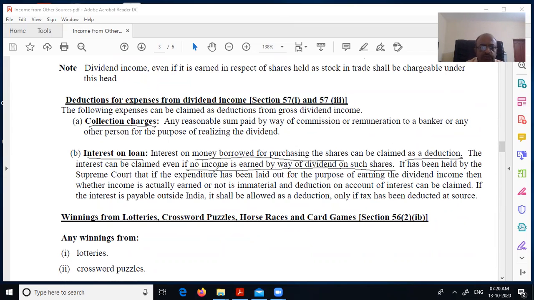It has been held by the Supreme Court that if expenditure has been laid out for the purpose of earning the dividend income, then whether income is actually earned or not is not material, and deduction on account of interest can be claimed. Of course, there is Section 14A that we have to keep in mind, but at the moment, don't worry about it. If the interest is payable outside India, it shall be allowed as deduction only if tax has been deducted. So that is one condition. This is a parallel provision of 40(a)(i), which we have seen.